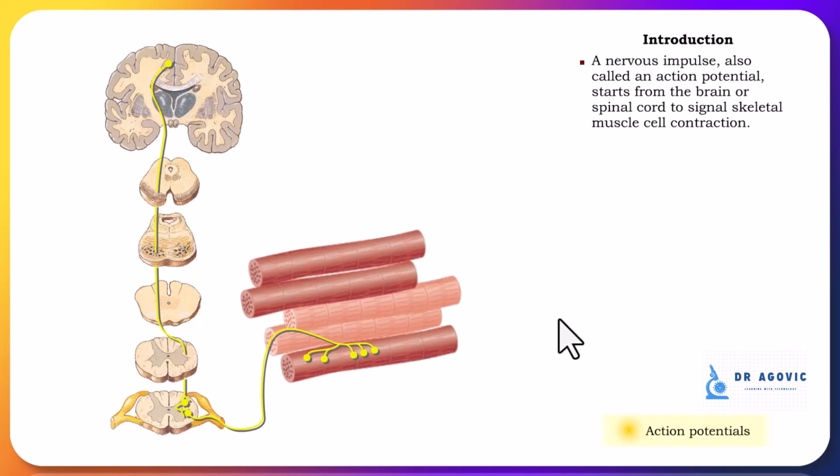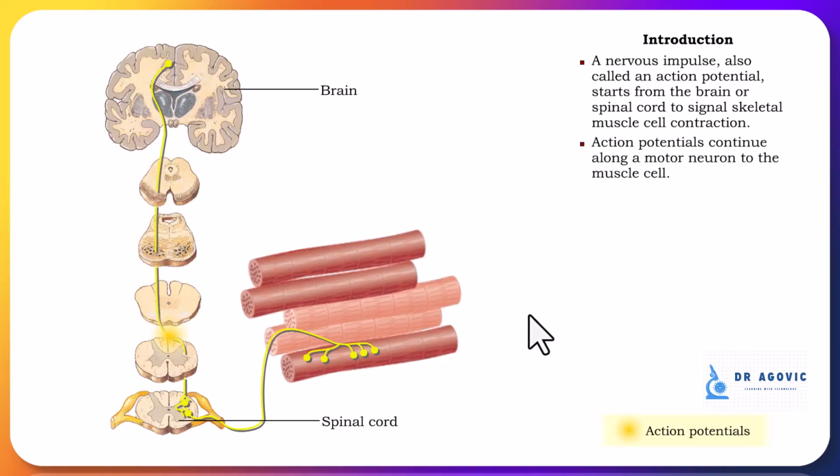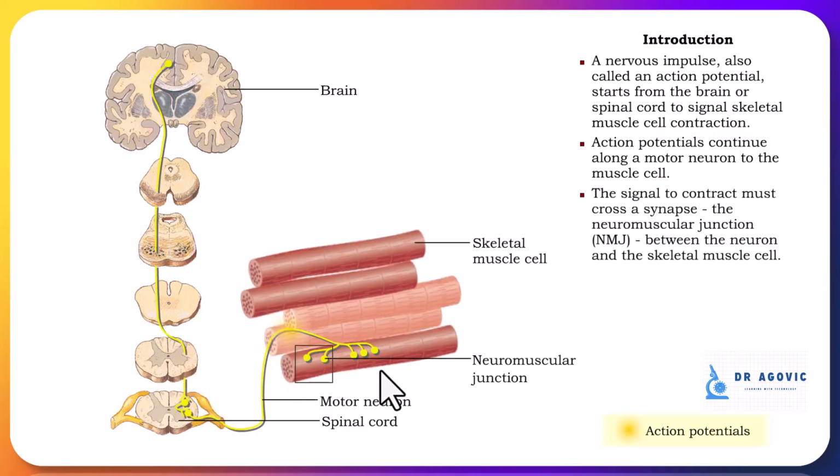A nervous impulse, also called an action potential, starts from the brain or spinal cord to signal skeletal muscle cell contraction. The action potential moves along the membrane of a motor neuron toward the skeletal muscle cell. The junction of these two units, the somatic motor neuron and the muscle cell, is called a neuromuscular junction.